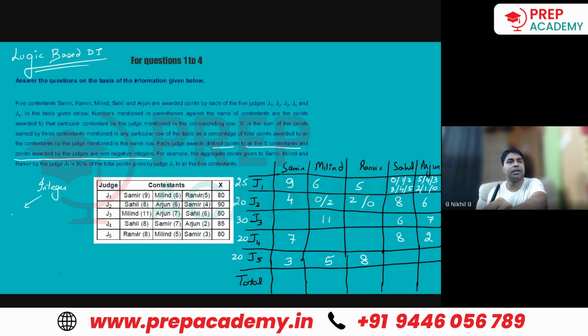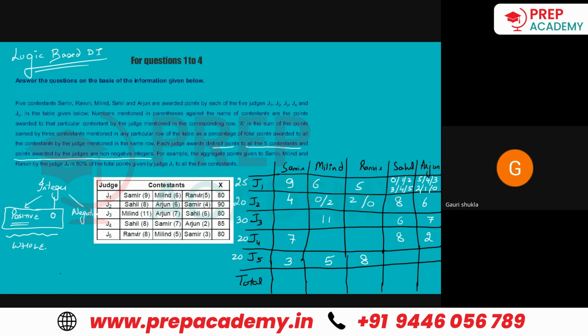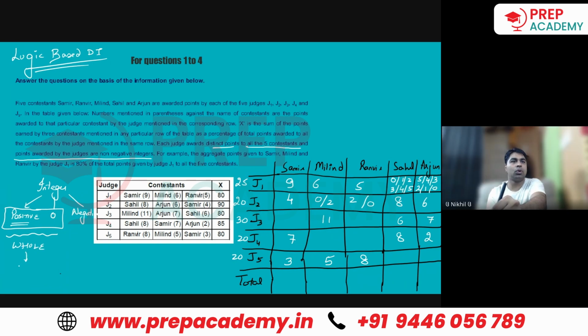The integers can be positive, it can be negative, it can be 0. So if the integer is positive, it is called a natural number. If the integer is 0 and positive put together, it is called a whole number. And what is non-negative? Whole numbers, positive and 0. Yes, whole numbers are called non-negative. Understood?